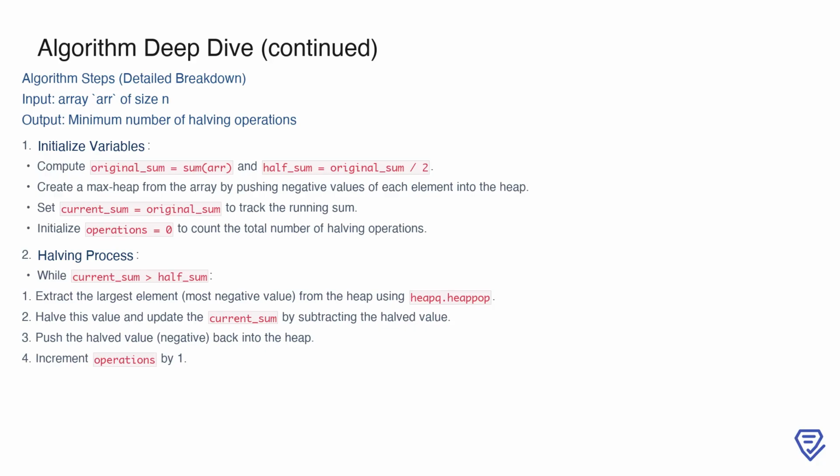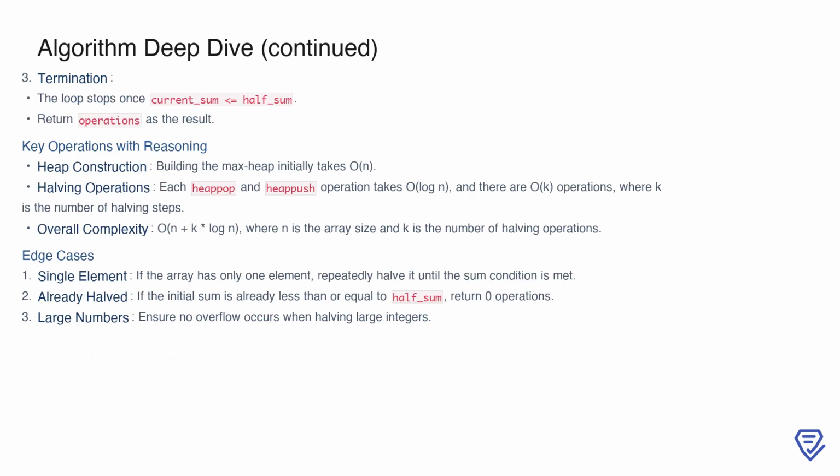than half_sum. Inside the loop, we extract the largest element from the heap, halve its value, update the current_sum by subtracting the halved value, and push the halved value back into the heap. Each time we perform this sequence, we increment the operations counter. The algorithm terminates when the current sum becomes less than or equal to the target half sum.